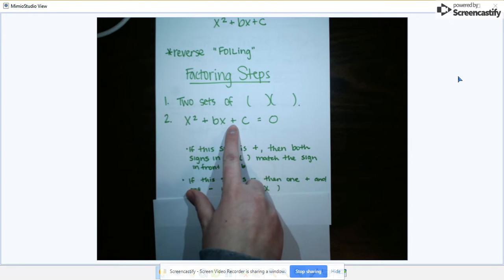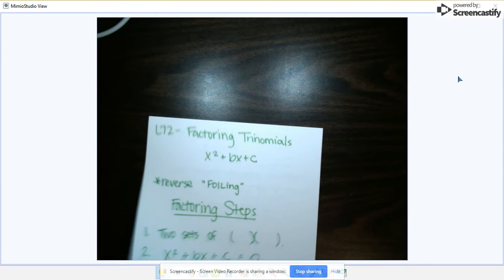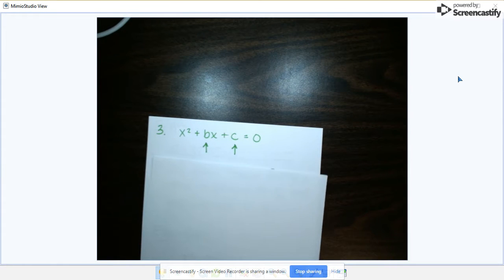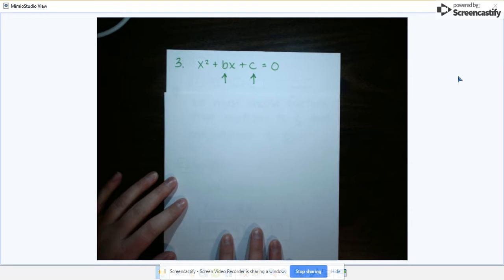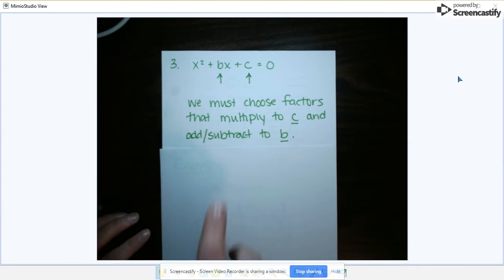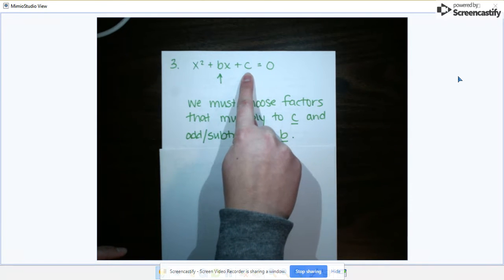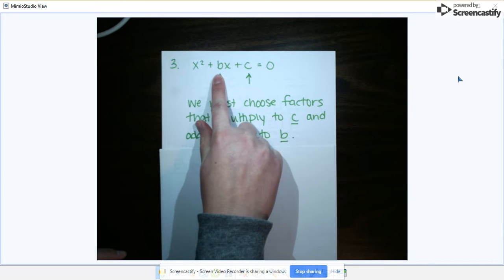If this sign is a minus sign, then you're going to have one plus sign in your parentheses, and your other parentheses will have a minus sign. Then step 3, we have to look at the actual numbers for b and c. So you're going to have to find two numbers that multiply to c that also add or subtract to b.